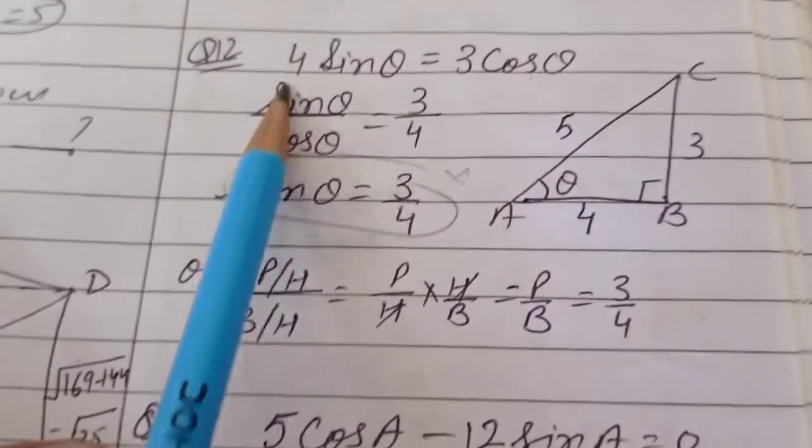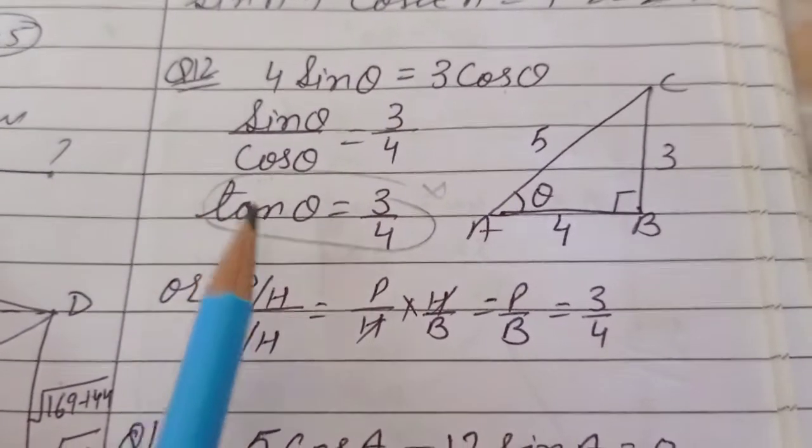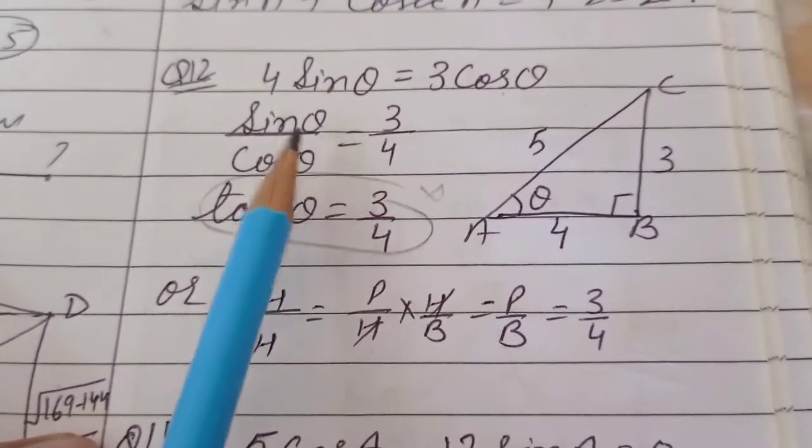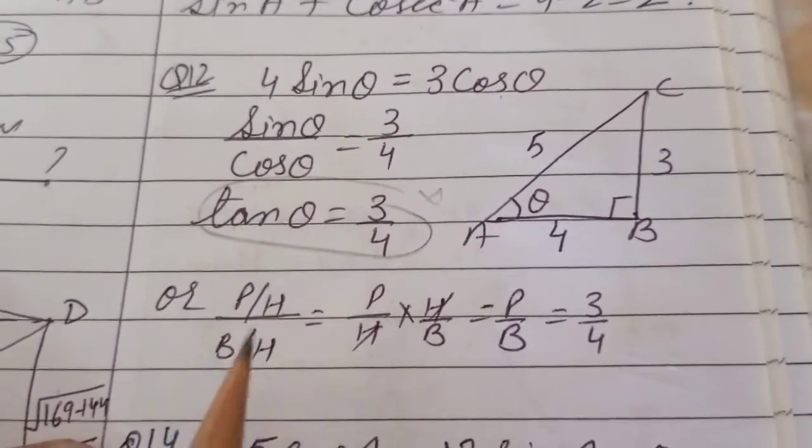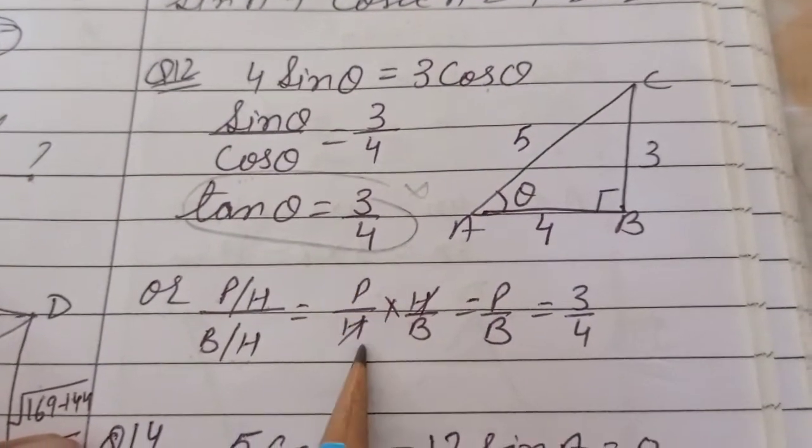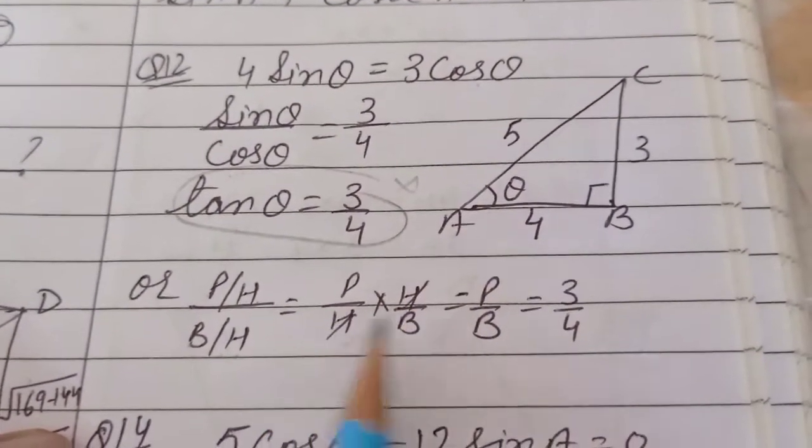Or you can learn sine over cos is equal to tan also. Otherwise, you can follow this method. Sine is P over H. Cos is B over H. P over H reciprocated, H and H will get cancelled.